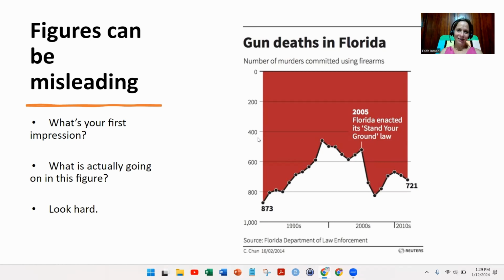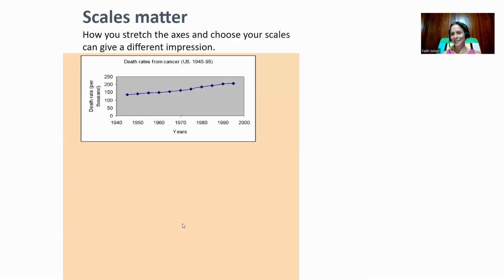But let's look over here again on the y-axis. Notice that 0 is at the top and 800 is at the bottom. So when this line goes down, the number of gun deaths actually goes up. This whole graph is inverted. The number of gun deaths actually went up after they passed that law. This was published in the news. Pay close attention. Okay, scales matter.